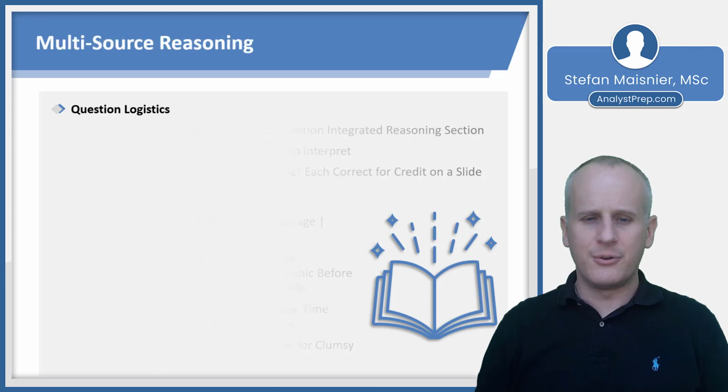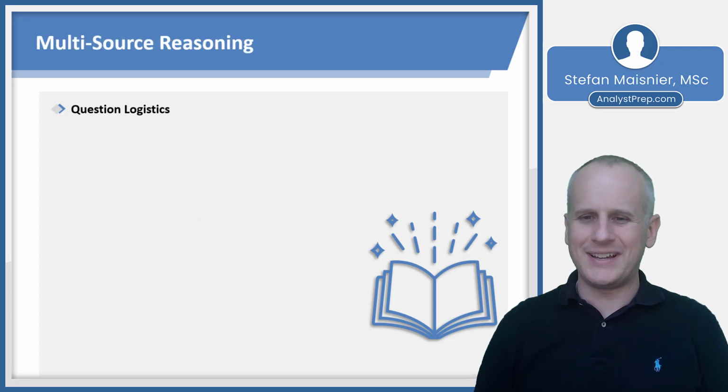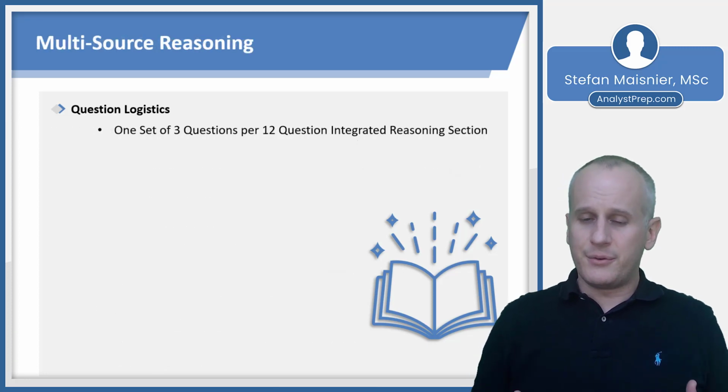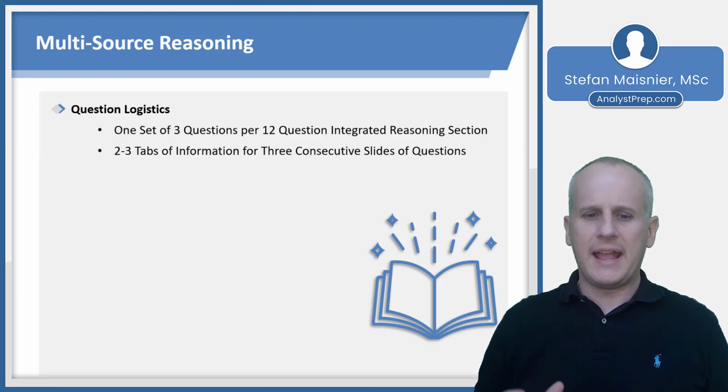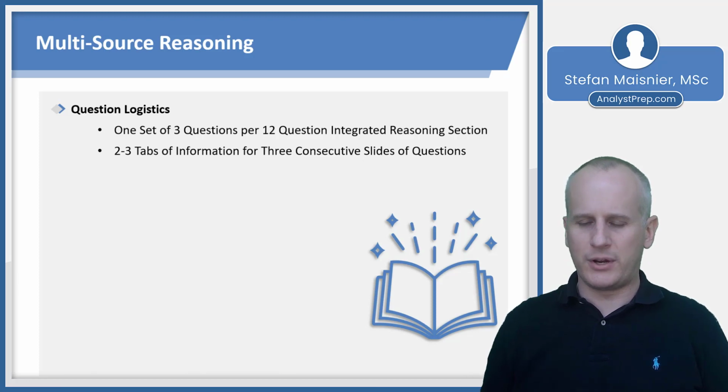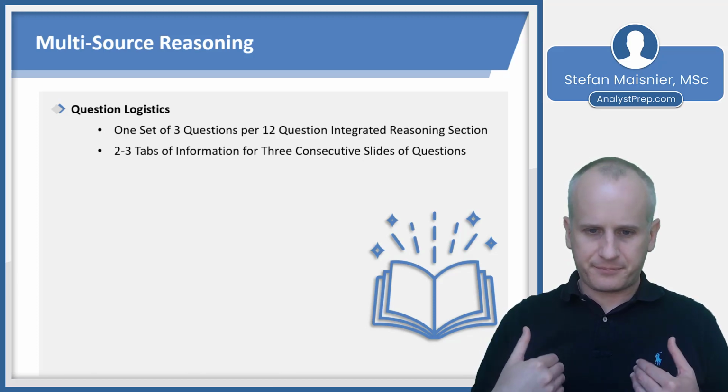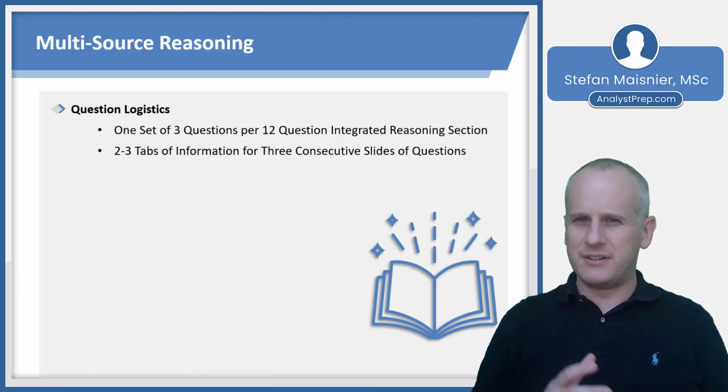So our next question type is multi-source reasoning. So there's always going to be one set of 3 questions consecutively per 12-question integrated reasoning section that is multi-source reasoning. And it's going to be 2 to 3 tabs of information for 3 consecutive slides of questions. So there's going to be a couple of different tabs.